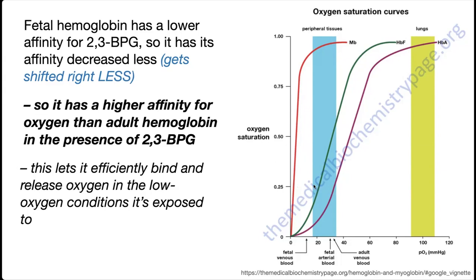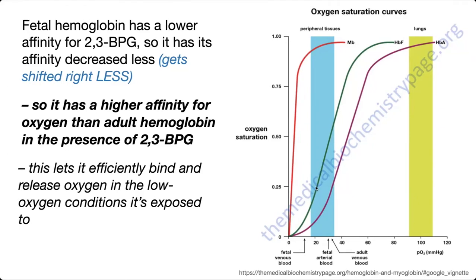So by shifting the curve to the left, we're shifting the steep part of the curve into the region that is actually going to be encountered in the fetal tissue. In this way, the fetus is able to both grab onto oxygen and release it, even though there's not that much oxygen available. So we need to have that higher affinity to begin with and shift the curve into the region that's actually applicable.